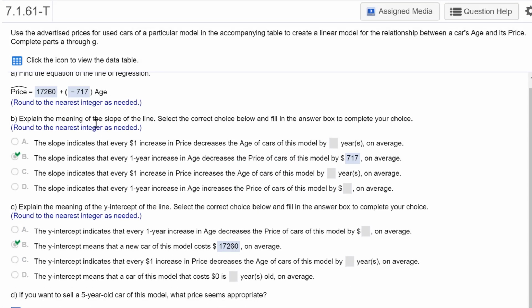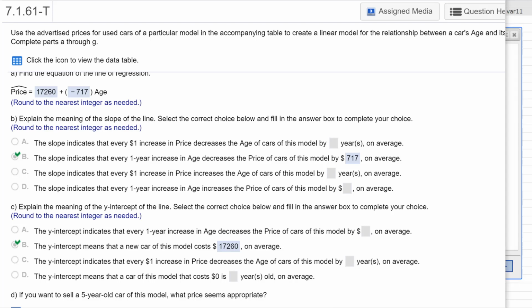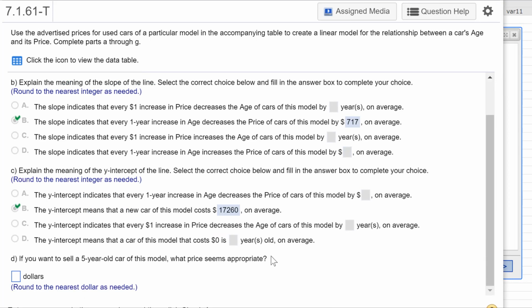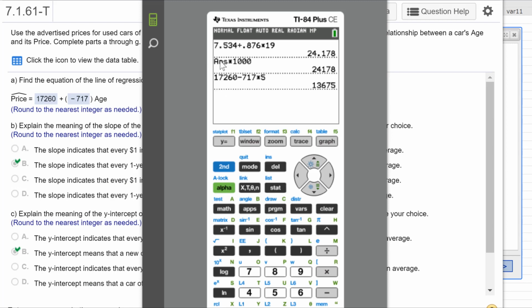Okay, so if you wanted to sell a 5-year-old car of this model, what price would seem appropriate? When I put that into the calculator, 17,260 minus 717 times 5, I get 13,675.